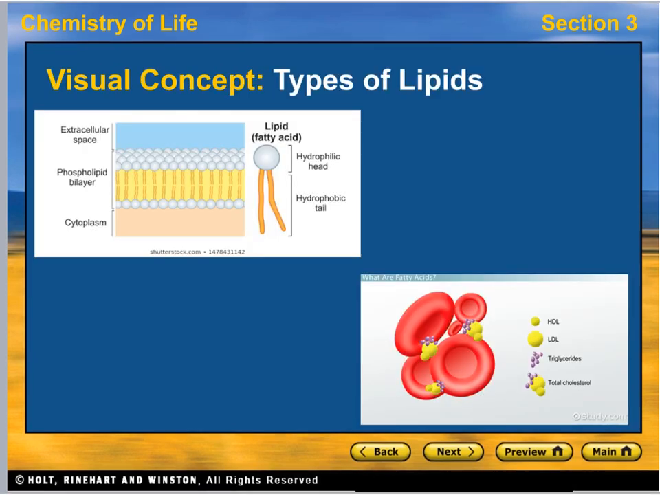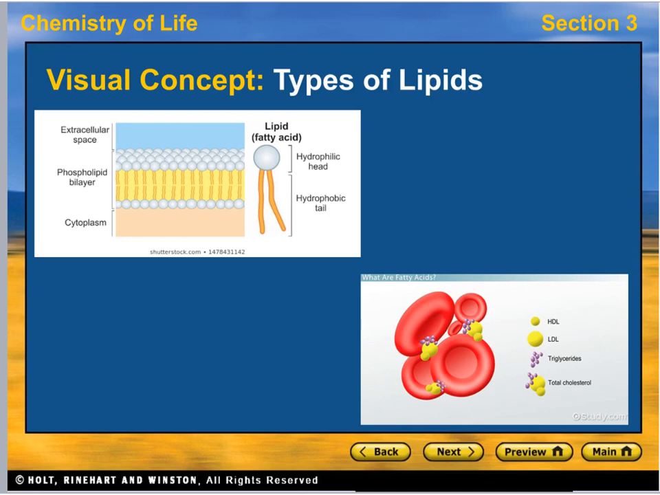If you look right here, this is kind of what a lipid looks like, okay? We have a hydrophilic head and we have a hydrophobic tail. So when we look at a cell, these are going to orient themselves in such a way so that the heads right here are hydrophilic, okay, meaning that they're okay to touch or see water.